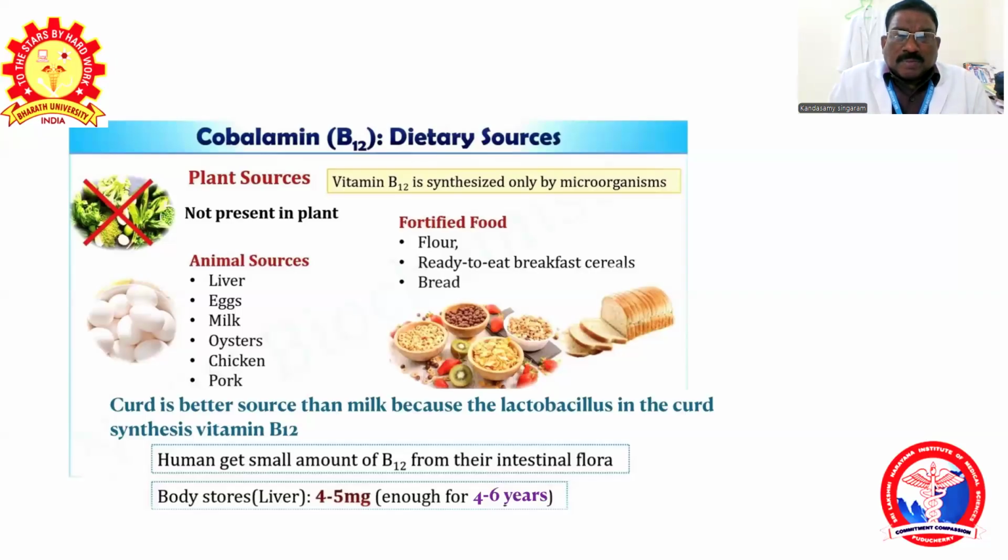Humans get a small amount of vitamin B12 from the intestinal normal flora. Body stores, especially in the liver, 4 to 5 milligrams of vitamin B12, which is enough for 4 to 6 years. That is a unique property of vitamin B12.